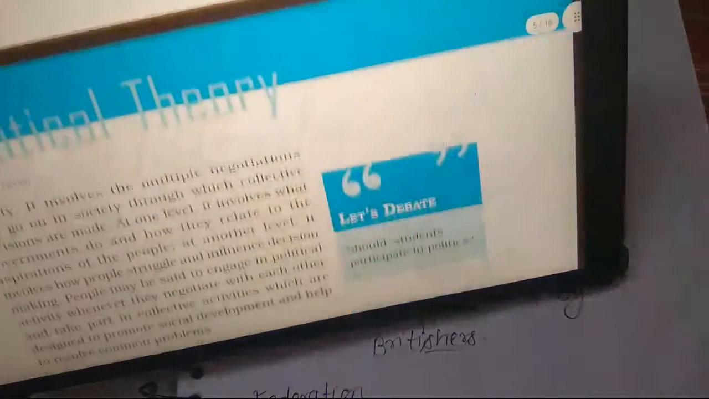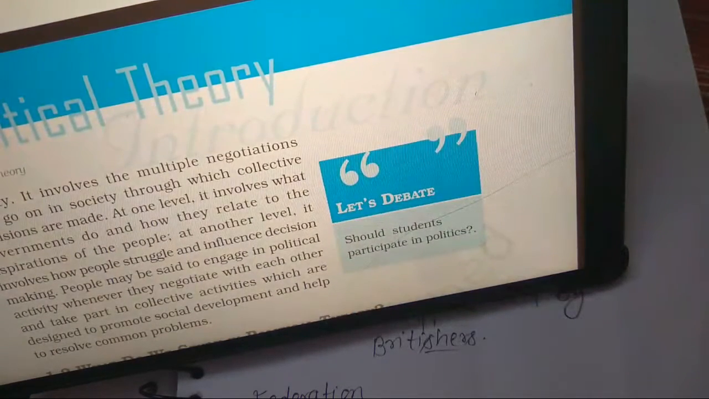It involves the multiple negotiations that go on in society through which collective decisions are made at one level. It involves what governments do and how they relate to the aspirations of the people. At another level, it involves how people struggle and influence decision making. People may be said to engage in political activity whenever they negotiate with each other and take part in collective activities which are designed to promote social development and help to resolve common problems.